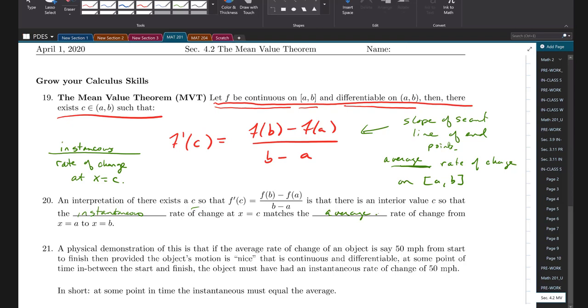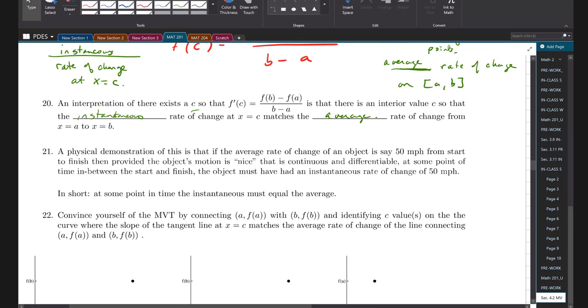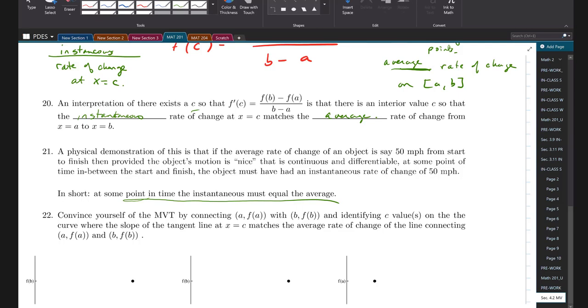If I average 50 miles per hour, then at some instant I must have had an instantaneous rate of change of 50 miles per hour, as long as, and this is why you have to memorize it with the conditions, the motion is continuous and differentiable. Then the mean value theorem holds. And again, in short, this is how I remember the mean value theorem: at some point in time, the instantaneous matches the average. Okay? Let's see what's going on here with the picture.